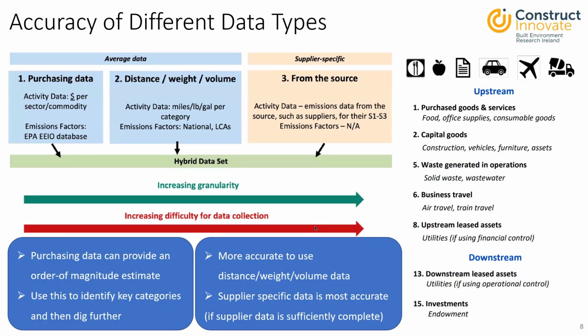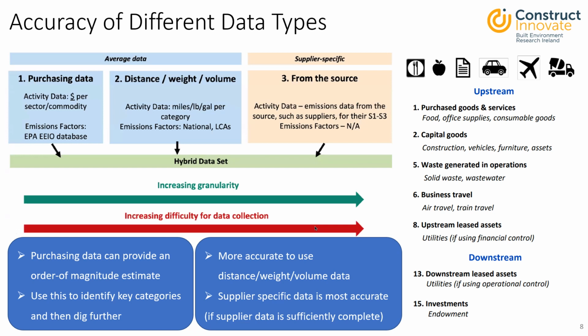There are many calculators and tools available which will carry out the emission calculations for you once the data is compiled. However, there are different levels of accuracy associated with different types of data. We can use average data or supplier-specific data. There are two types of average data we can use. One is purchase data, known as the spend-based method, where the spend-based method of carbon accounting takes the financial value of the purchased goods or services and translates it into emissions with a corresponding spend-based emissions factor.